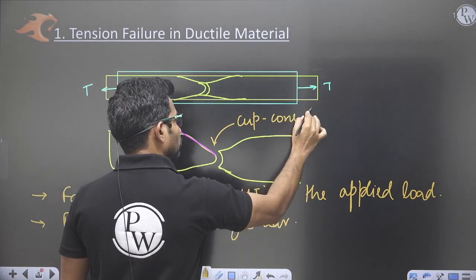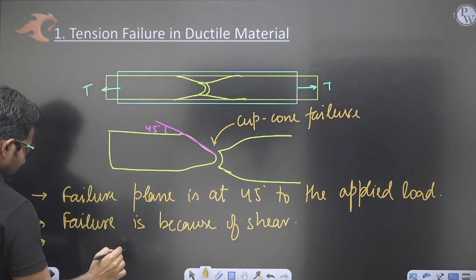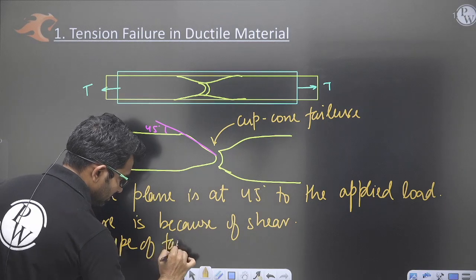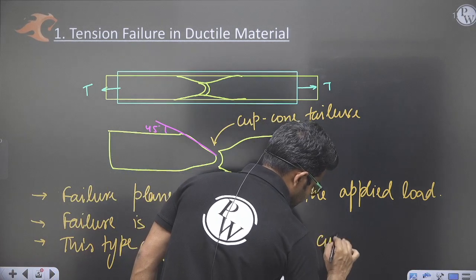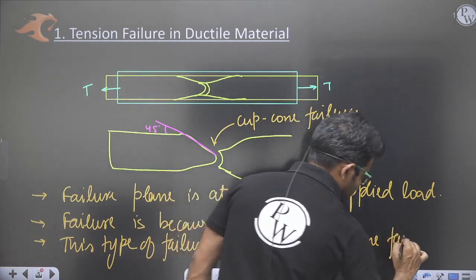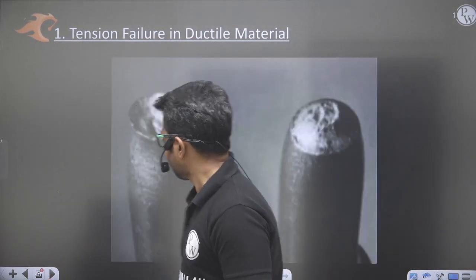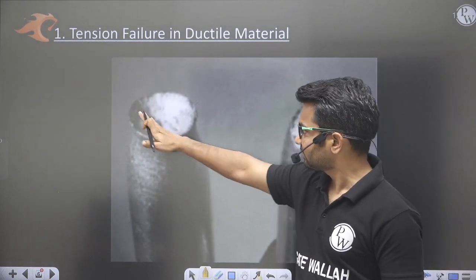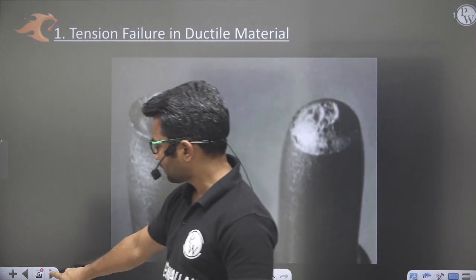This type of failure is called cup cone failure, right? If I want to see the failure specimen, it will look like this. Here we are seeing the formation of a cup, and here we are seeing the formation of a cone. So this failure will be called cup cone failure. Okay, next, let us move on to the next case.